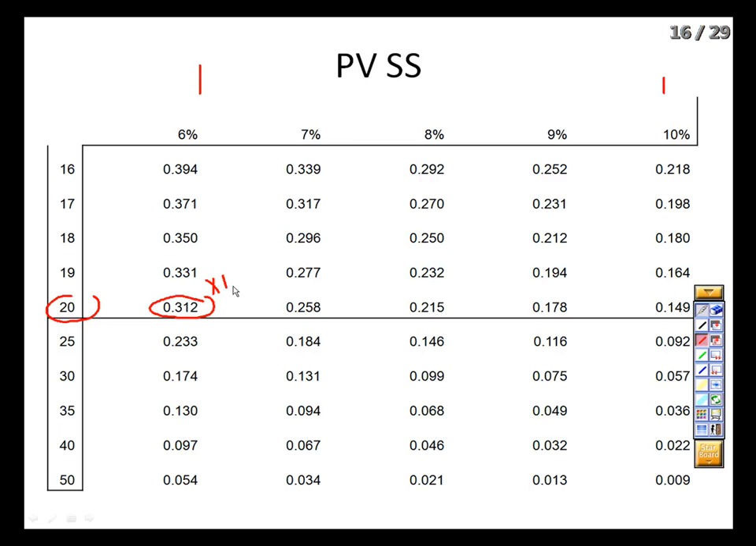We multiply this by the $1 million, and we discover that if we put $312,000 into the account today, it'll grow to be $1 million in 20 years. And if you still don't believe me, repeat the Excel thing with this, making it 1.06 and 20 periods instead of 10. And at 40 years, it's only 0.097. Looking over this side, on the 10% column, 20 years is 0.149, and 40 years is 0.022.